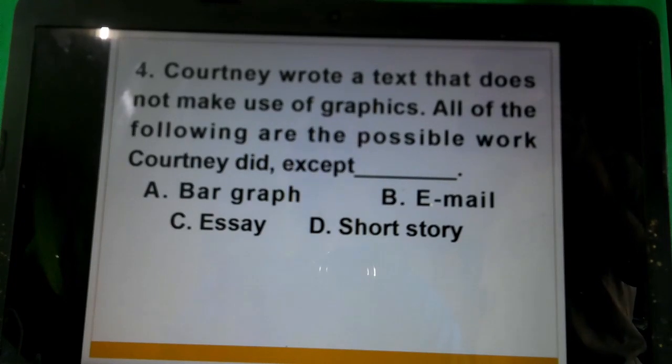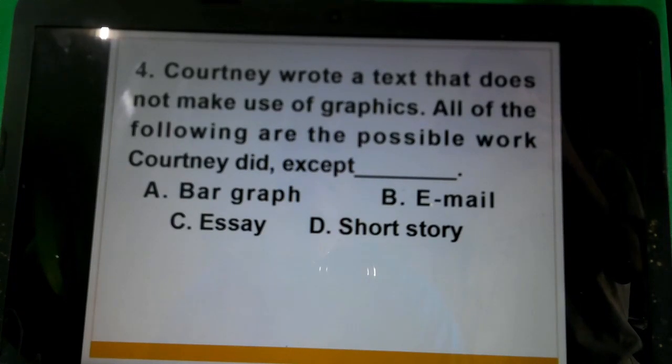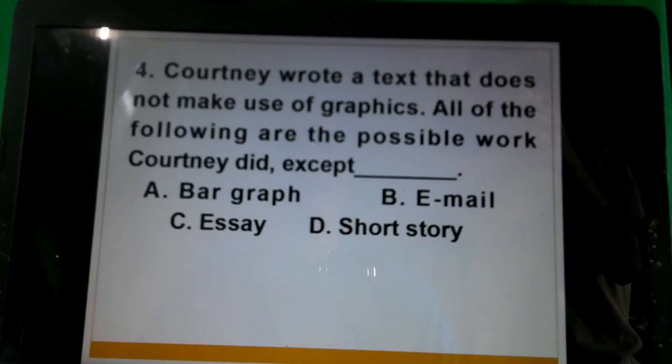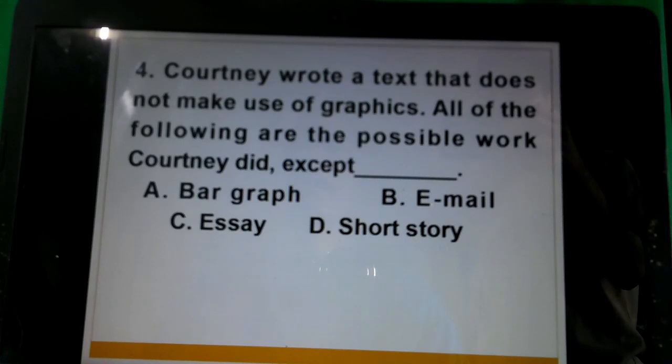Number 4. Courtney wrote a text that does not make use of graphics. All of the following are the possible work Courtney did, except A. Bar graph, B. Email, C. Essay, D. Short story.